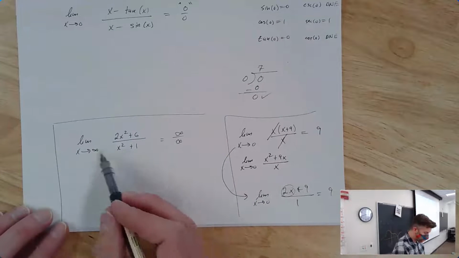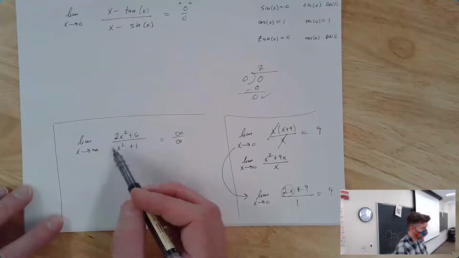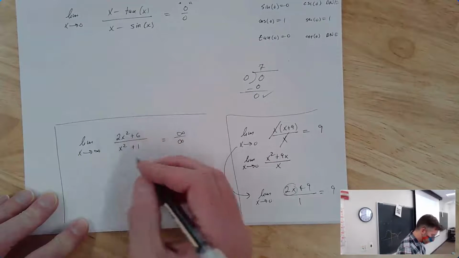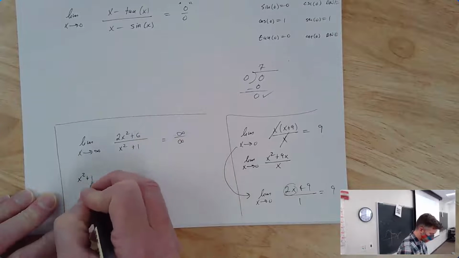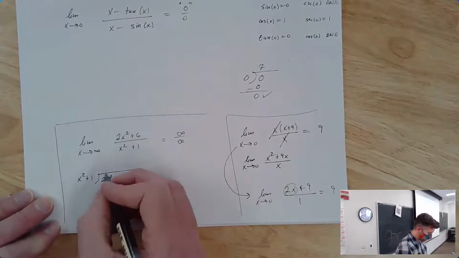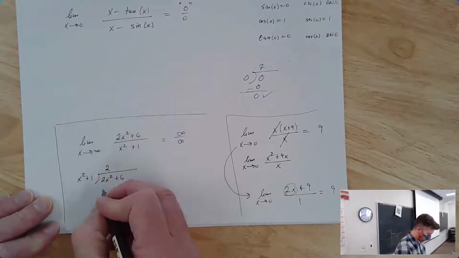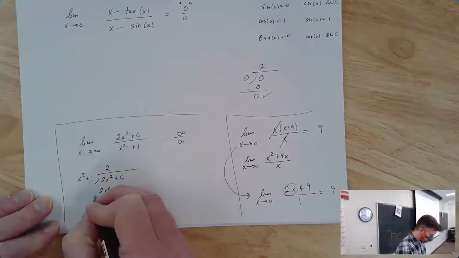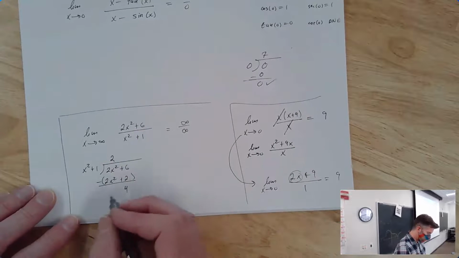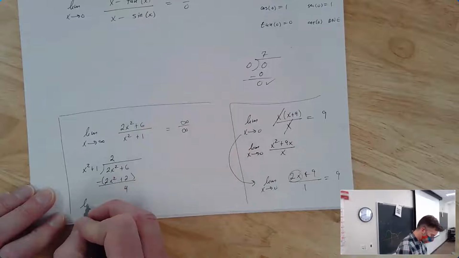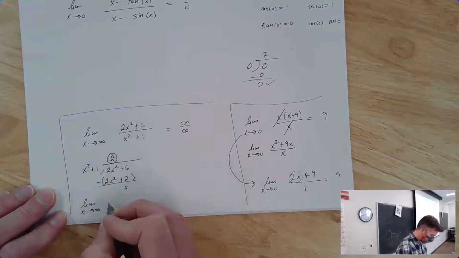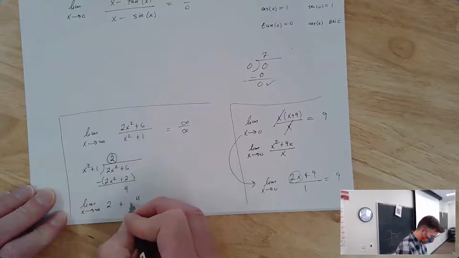One way you could look at this is you could do some polynomial division. I know it's not super necessary, but I just want to show you guys real quick. You can probably get it without doing the polynomial division, but I'm going to do it anyway. X squared goes into 2x squared 2 times. 2 times x squared plus 1 is 2x squared plus 2. Subtract, and you get a remainder of 4. So I could rewrite this limit as the limit as x goes to infinity of the quotient plus the remainder divided by the divisor.